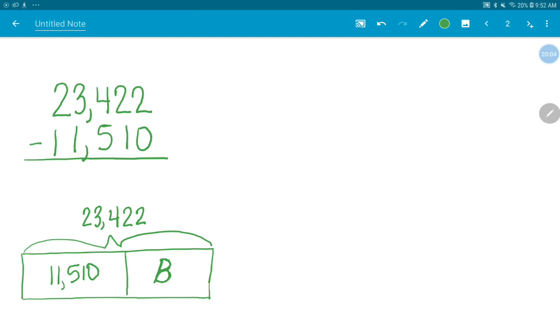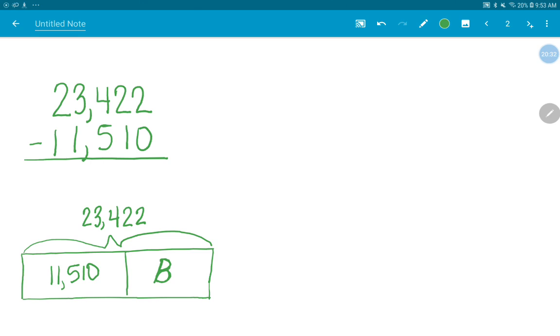So how did I know to put 23,422 at the top of my tape diagram? Why did we put 23,422 up here? Why, Christopher? Because it's the whole. It's the whole amount that I have. It's my total. And then I put 11,510 inside of the tape diagram because it represents a part. Yep. All right.